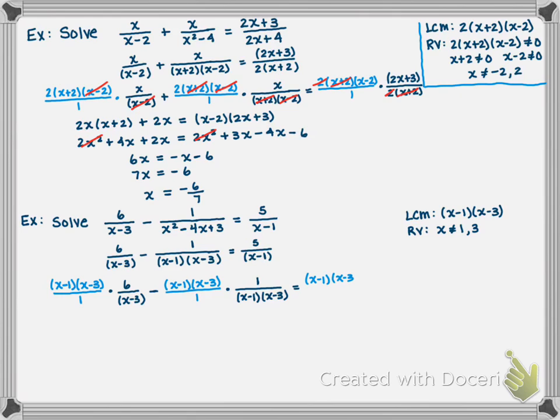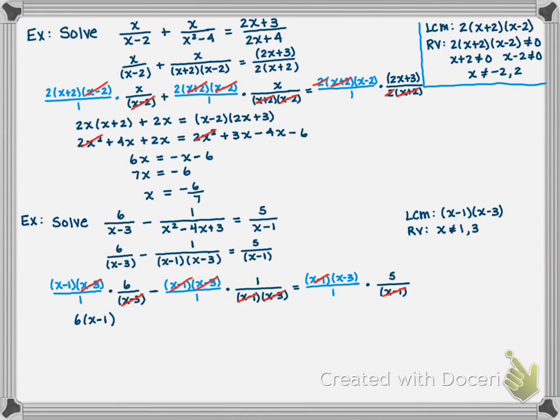Minus 3 over 1. And so now we can do some canceling. So we've got x minus 3, both of those, and then that. So here we get 6 times x minus 1.